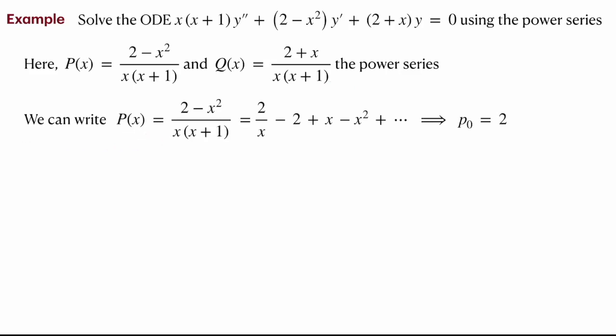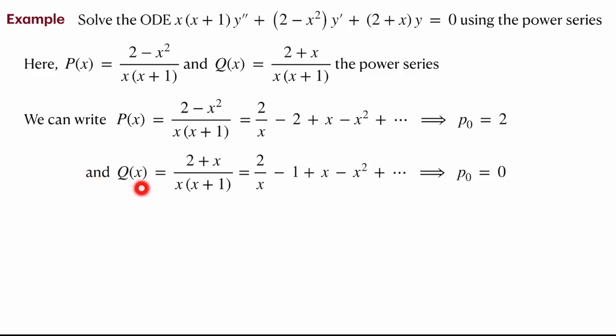We can write p of x as (2 minus x square) divided by x into (x plus 1), that is equal to 2 by x minus 2 plus x minus x square, and so on. Immediately, we get the value of p0 is equal to 2. Again, we look at the function q of x, which is (2 plus x) divided by x into (x plus 1), which can be expanded in terms of binomial series as 2 by x minus 1 plus x minus x squared plus x and so on. And we get the value of q0 to be 0.